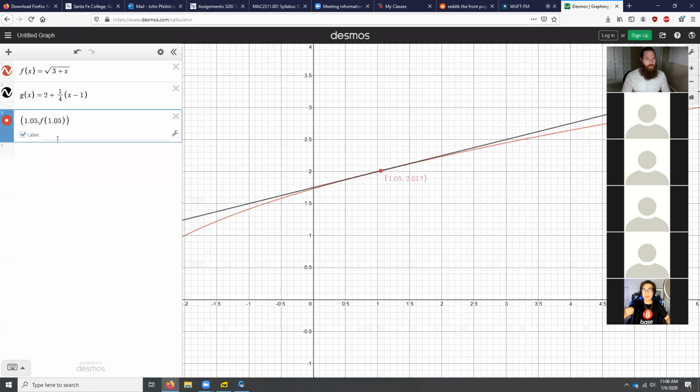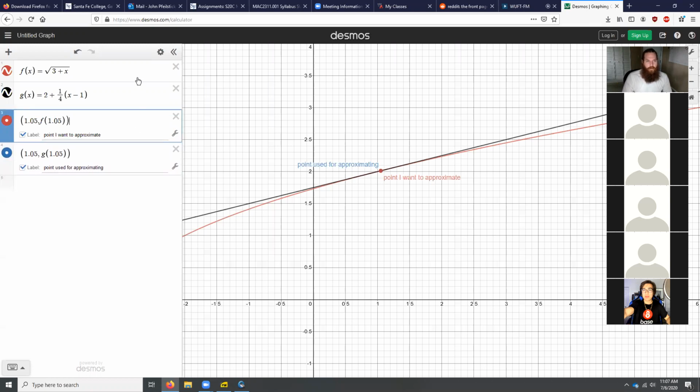So this is the point I want to approximate. And the point I'm going to use, this is the point used for approximating. So you see the red and the blue points are almost completely indistinguishable. Their y values are almost identical.